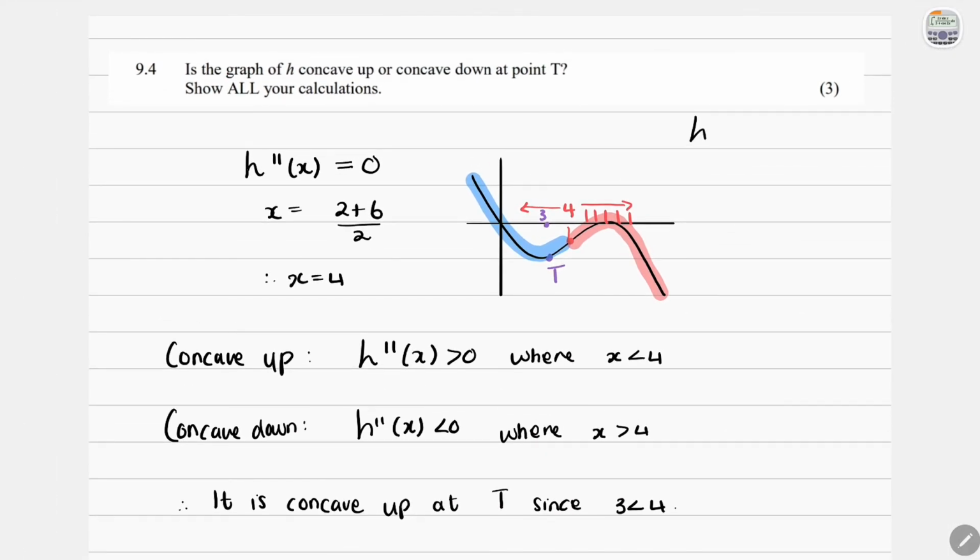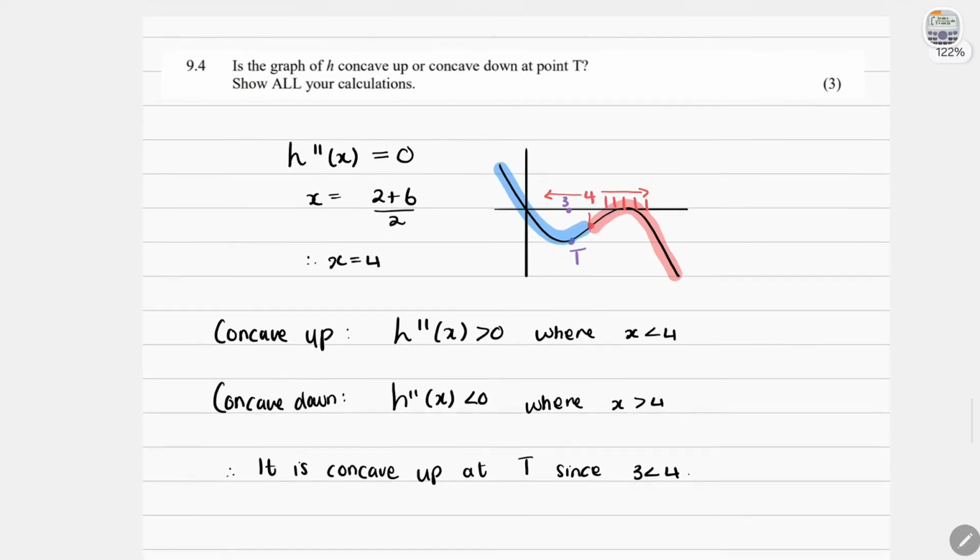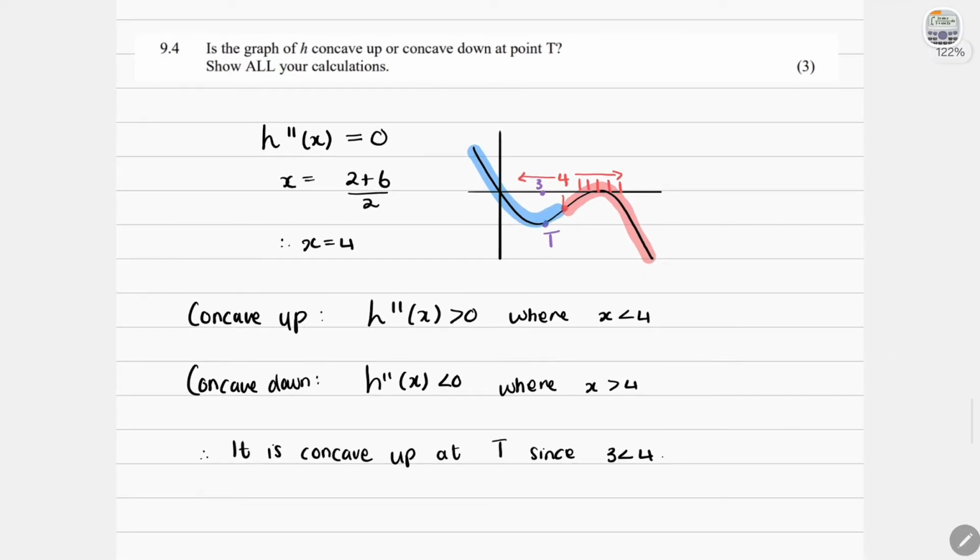Okay, alternatively, you could also just find the second derivative's equation, and then you could take that x value of 3, right? Because we're trying to find out the concavity at that point. And you could just substitute it. You'll see that it will give you a value that is greater than 0. Okay, so that's another way. And that is it for this question. Moving on to the next question.